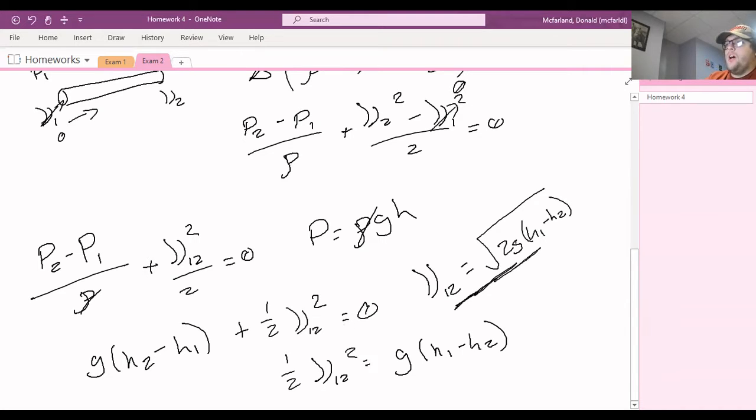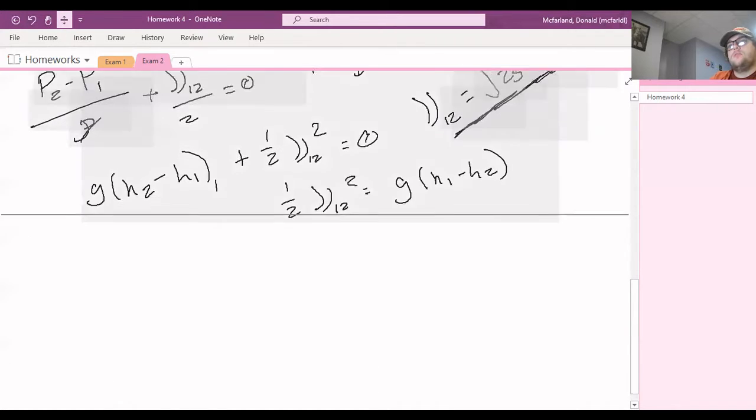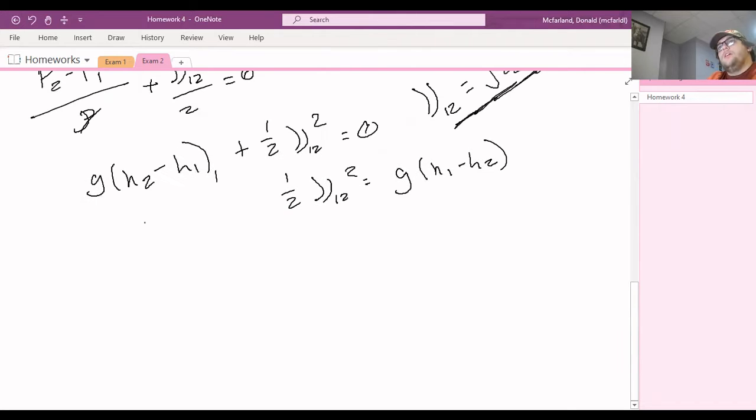Now you may be asking yourself why we found velocity. Scroll down some more real quick. Not what I meant to do. All right, there it goes.